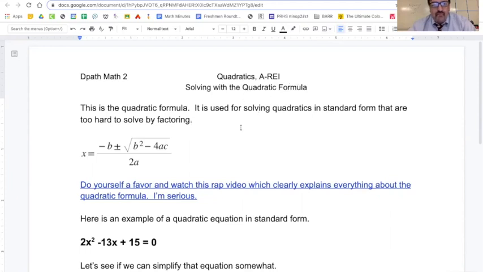Today we're going to be talking about the quadratic formula. The quadratic formula is what you use when it's too hard to solve a quadratic using factoring.